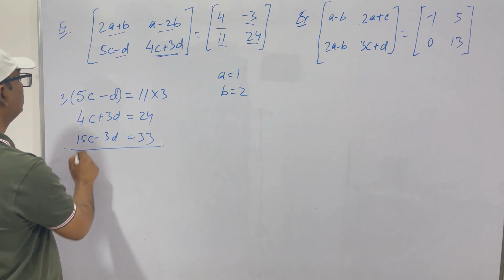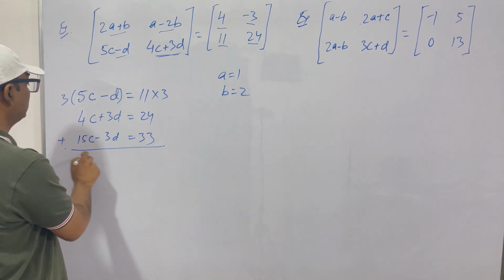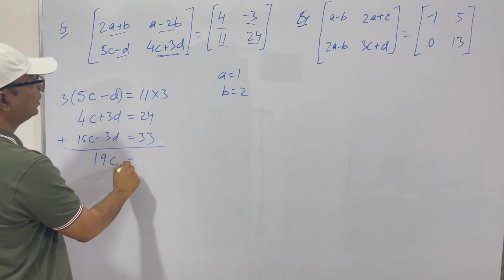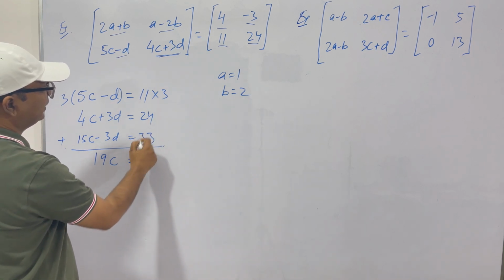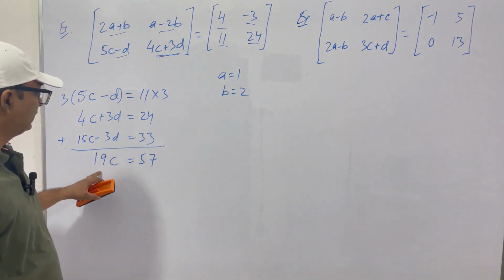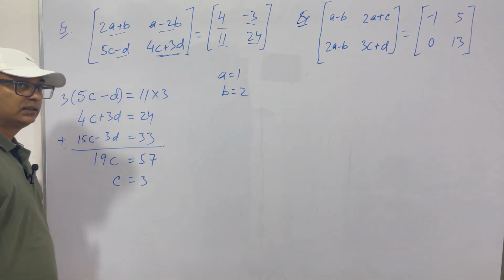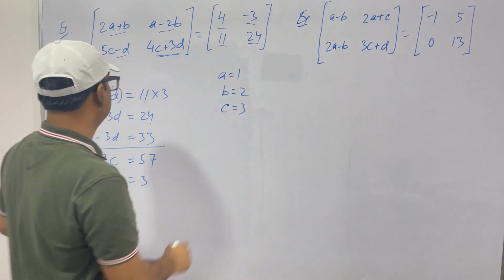So let's add the two. 15 plus 4. We are adding the two. So this is 19c, and 3d minus 3d gone. So 33 plus 24, what is it? 57. 57 by 19, we'll get c equal to 3. So c is 3.